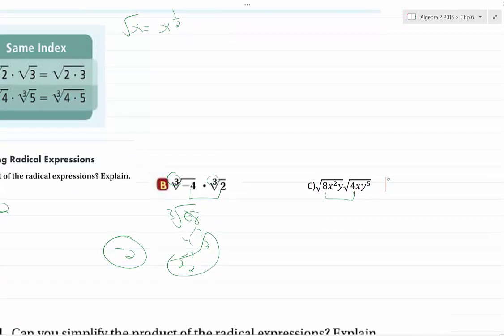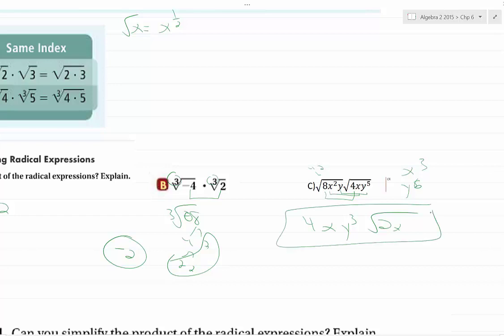So we have 4 times 8. I'm not even so worried about that. And I know 8 is made up of 4 and 2. So I know it's going to be 4 square root of 2. When I look at x, it's going to be x to the 3rd. So I'm going to get one pair and one left over. And for the y's, it's going to be y to the 6th. So we get y to the 3rd.